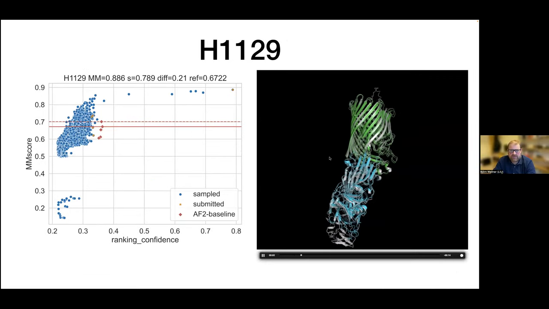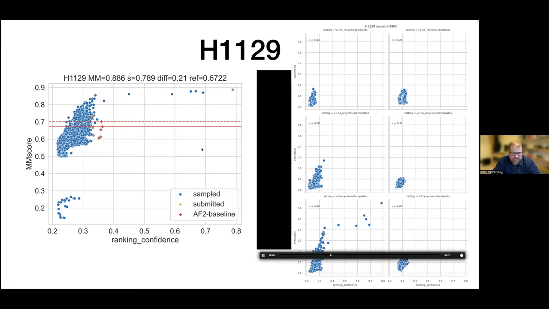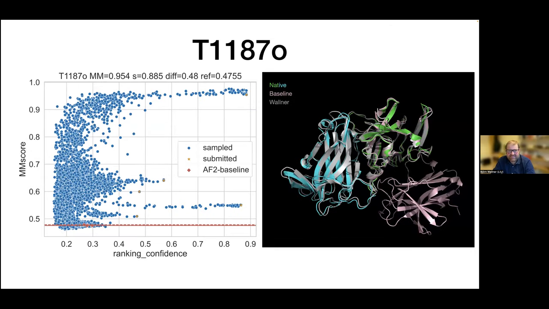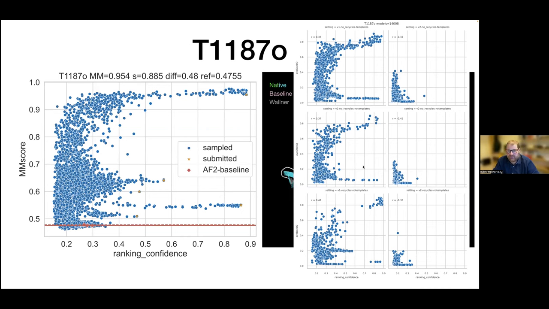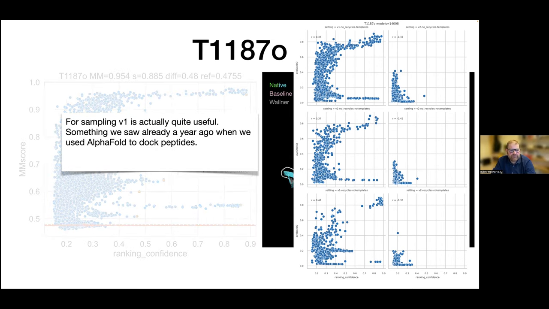This one as well, this big, large protein here. Same thing here. Not all, very few, but the ones that are good are all coming from version 1. Also same thing for this one. So for sampling, version 1 seems to be really quite useful, and we also saw that when we did this for peptide, which is why we decided to use it. But in terms of correlation, maybe version 2 is better, or makes models that don't clash or something like that.